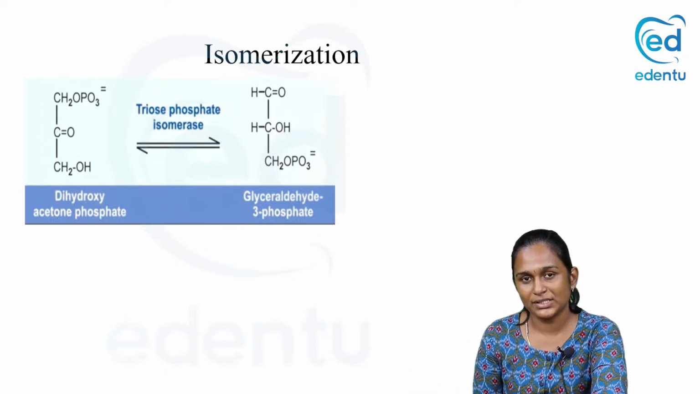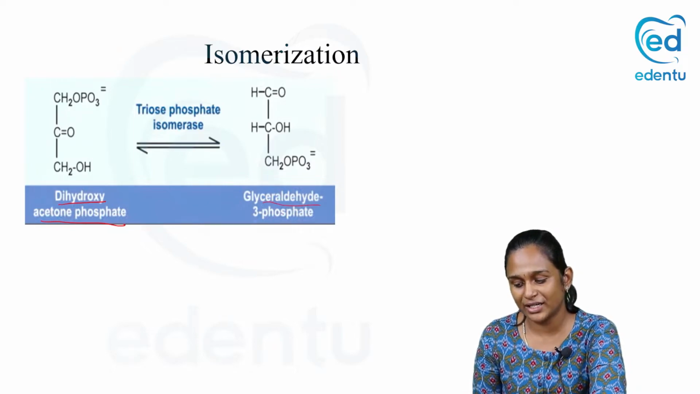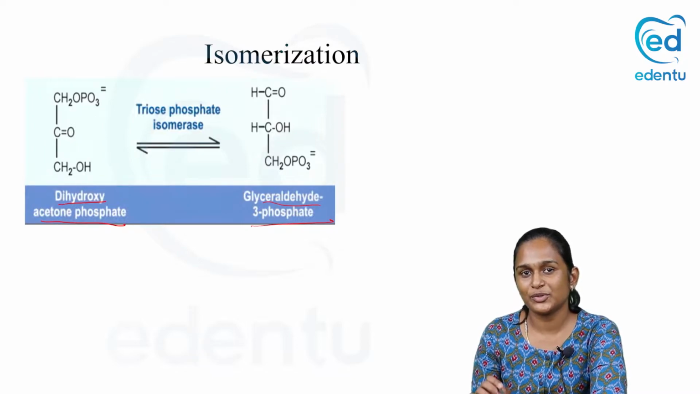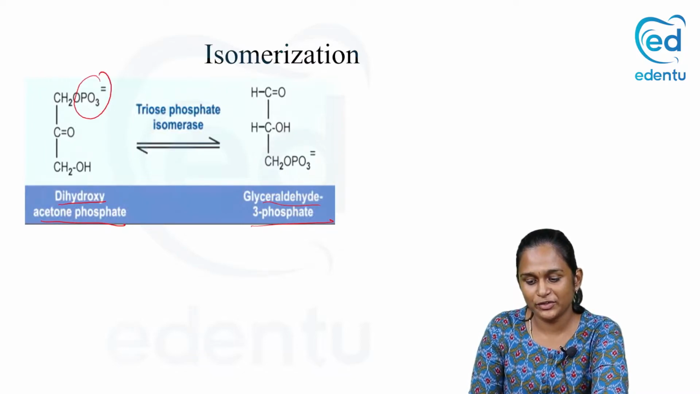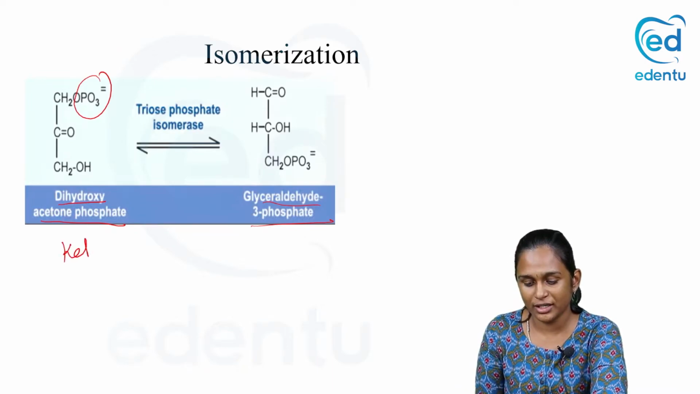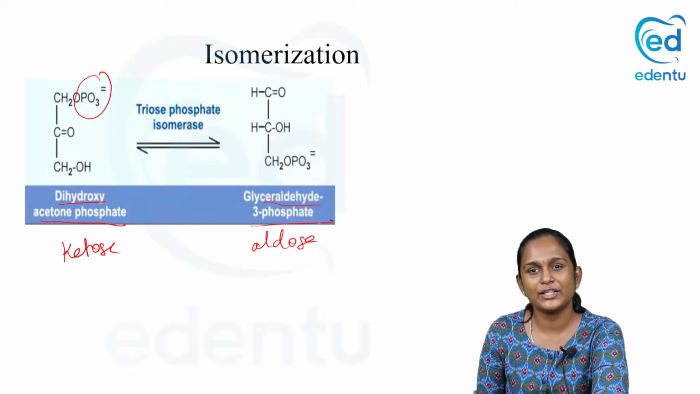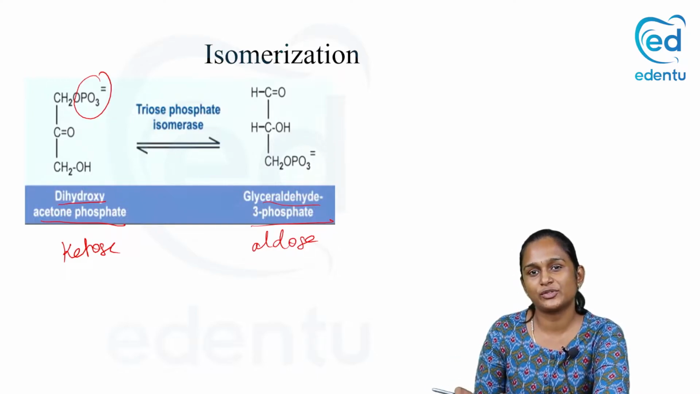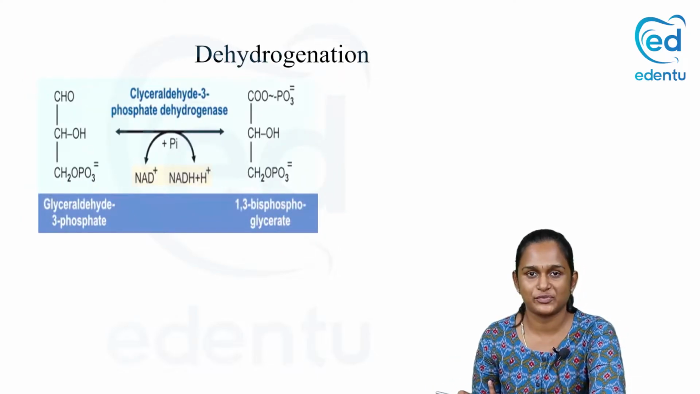So the dihydroxyacetone phosphate gets converted to glyceraldehyde 3-phosphate. It is a 3-carbon compound, so triose, with a phosphate group attached to it. A ketose is getting converted to aldose, so the enzyme is isomerase. What is the enzyme here? Phosphotriose isomerase, which converts dihydroxyacetone phosphate to glyceraldehyde 3-phosphate.